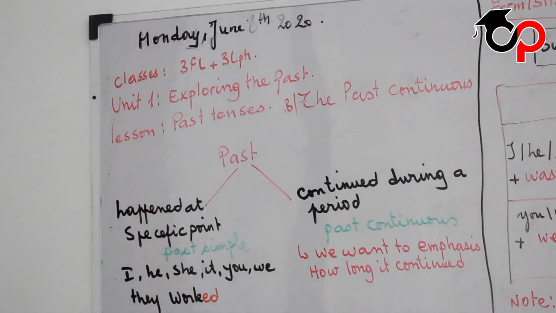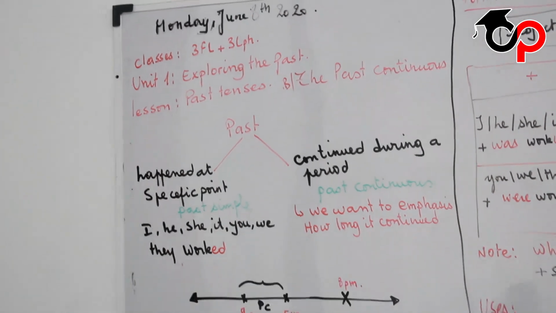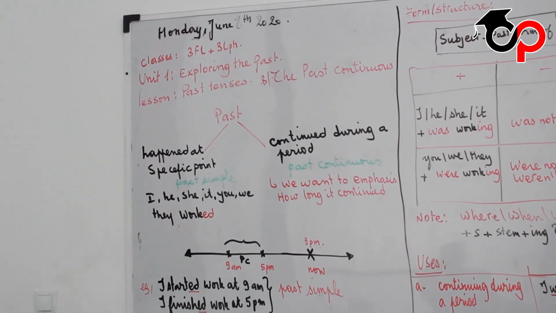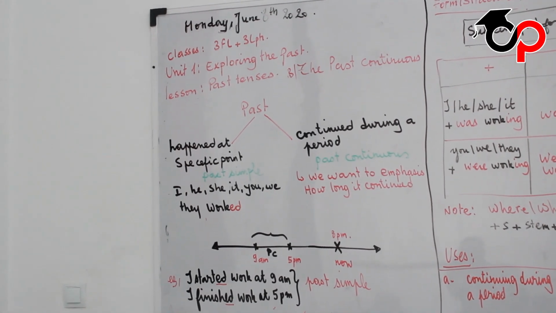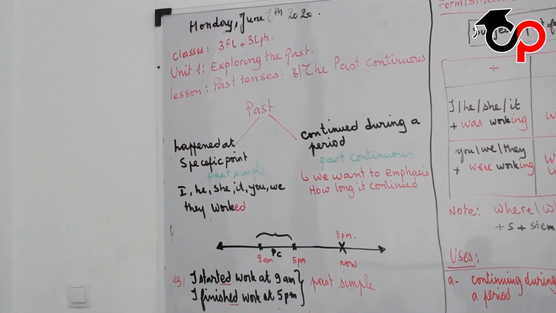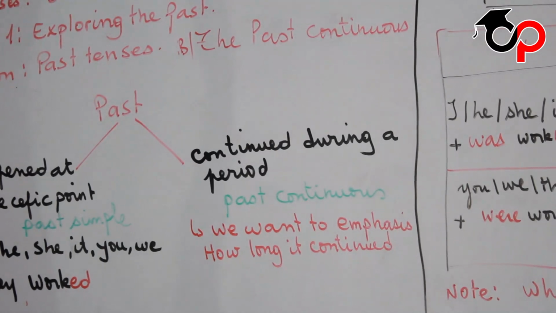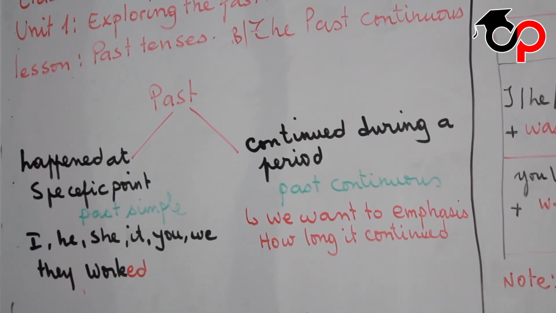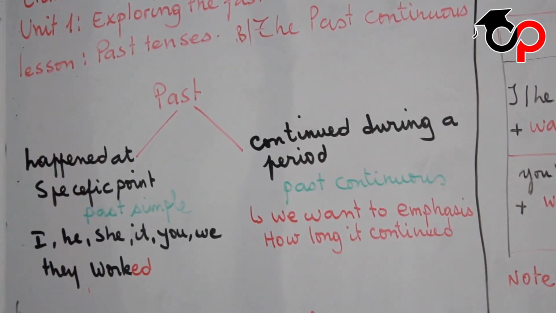Look at the diagram on the board. Well, we have past tenses. We have first actions that happened at a specific point, and that is the past simple. Example, I worked. He worked. She worked. They worked. This is the past simple. Whereas the past continuous is an action that continued during a period of time. So here we want to emphasize how long it continued.